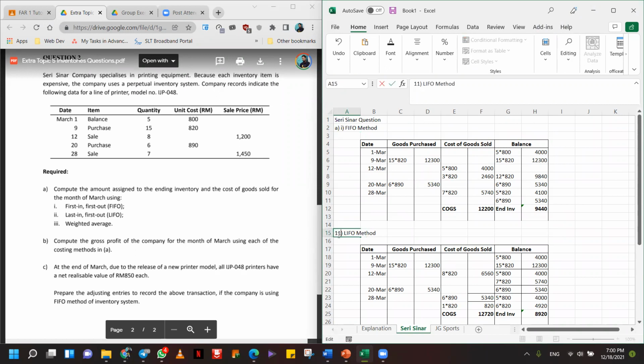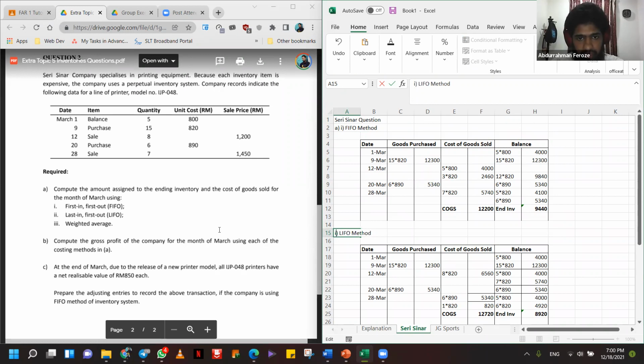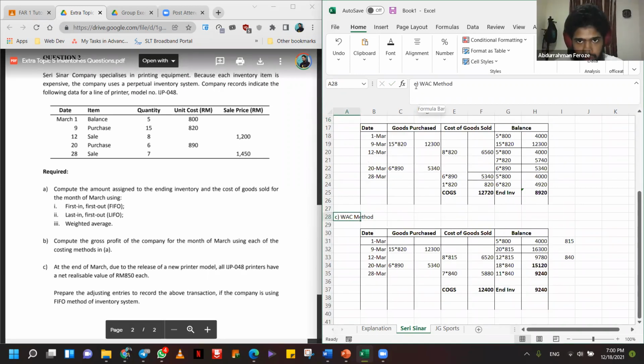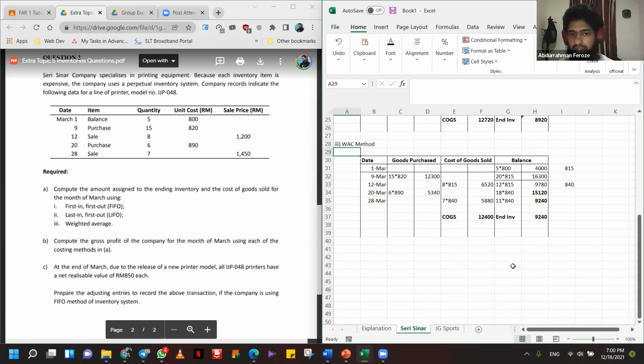Okay. So we have done part A. Now we have parts B and C to do. Part B is very simple. What we do is compute the gross profit of the company using each method. So let's list them out. We have the FIFO, LIFO, and then the WAC method.